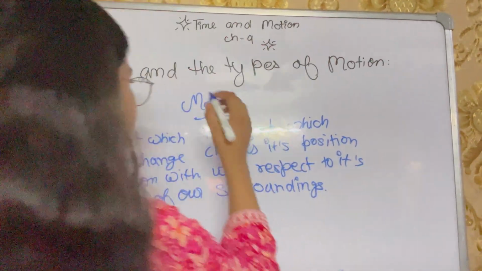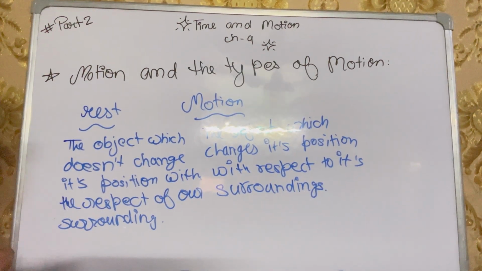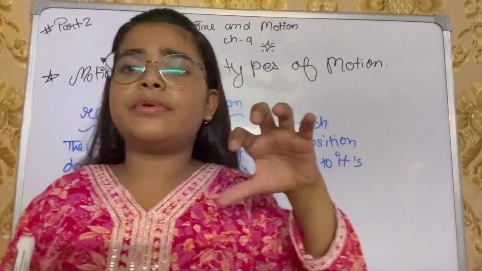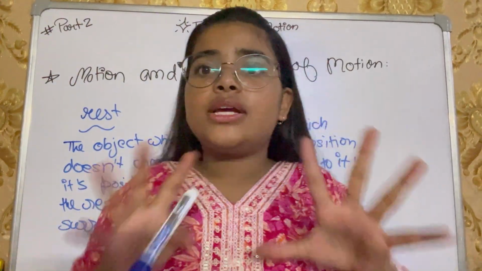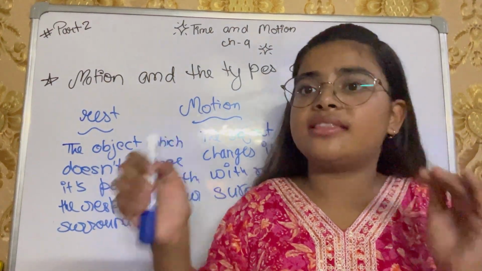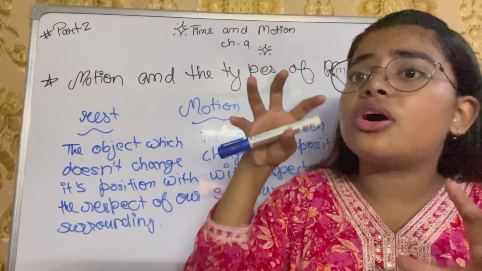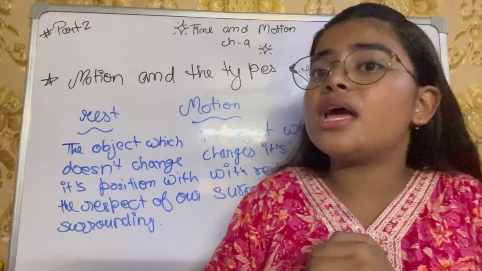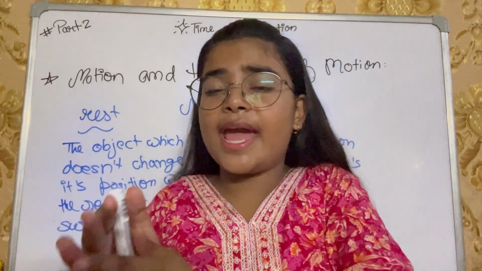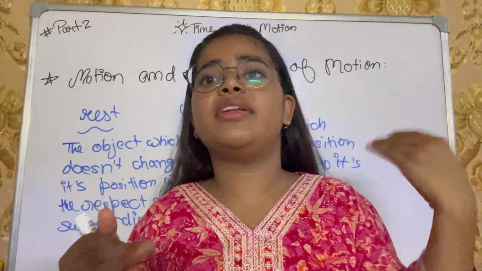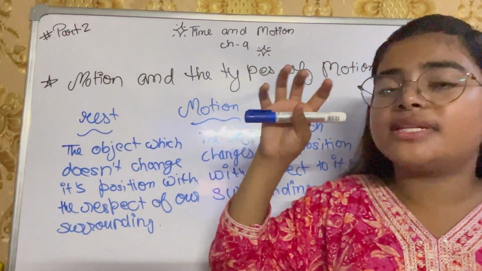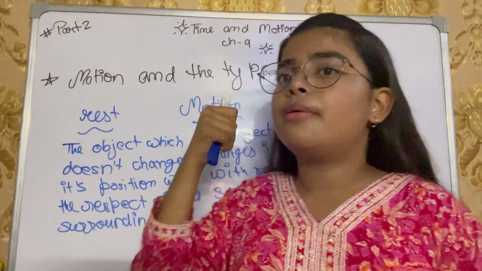Now let's revise what rest and motion are. A person or object is said to be at rest when it does not change its position; it is still over there. But motion is when a person changes its place, changing its position after regular intervals of time, with respect to its surroundings or time.